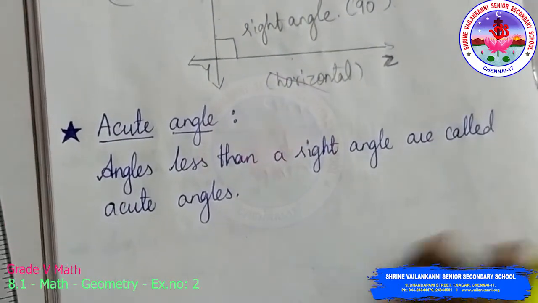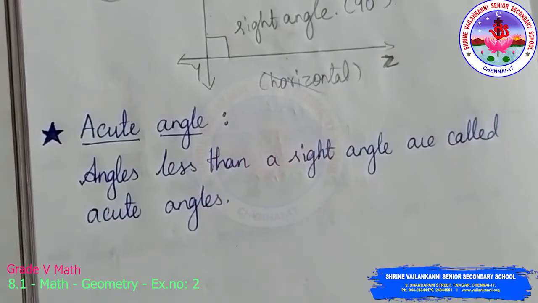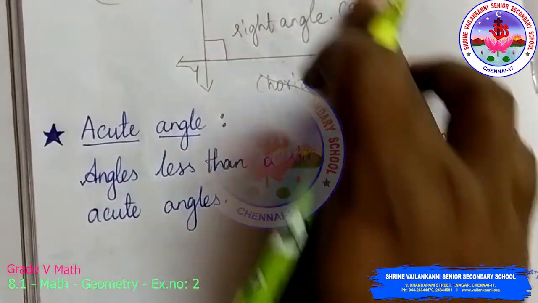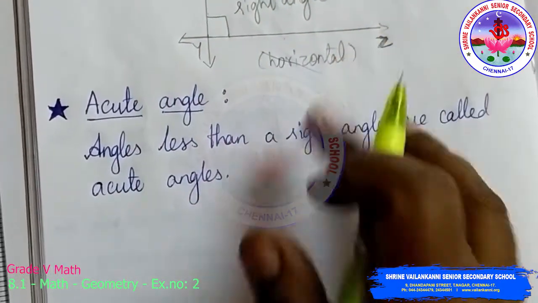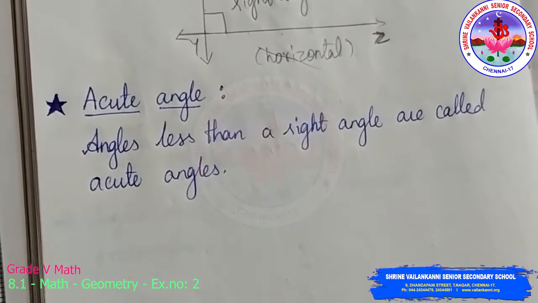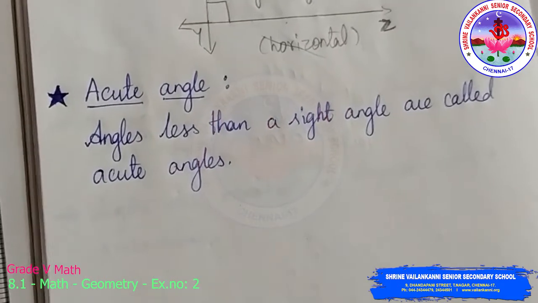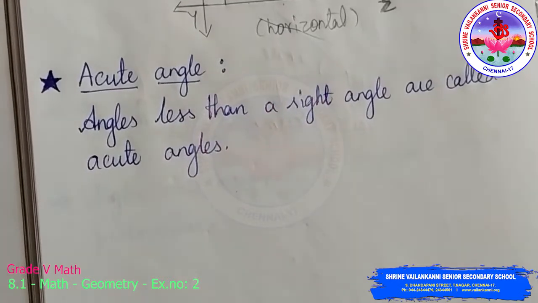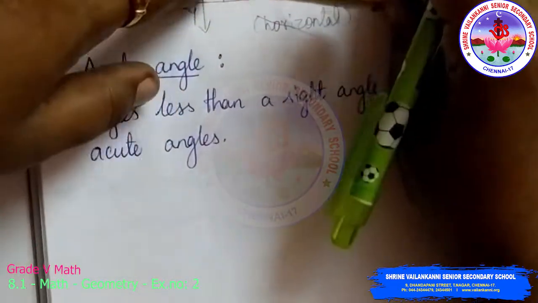Acute angle. Angles which are lesser than the right angle are generally called acute angles. I have explained what a right angle is. The angle can be anything lesser than 90 degrees. That is, lesser than a right angle is generally said to be an acute angle. For that also I'll show you first.